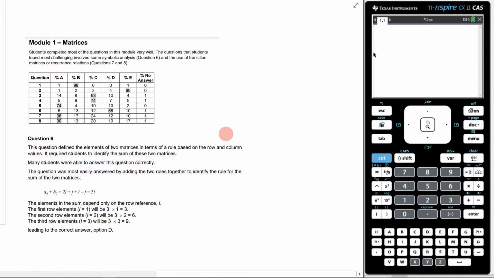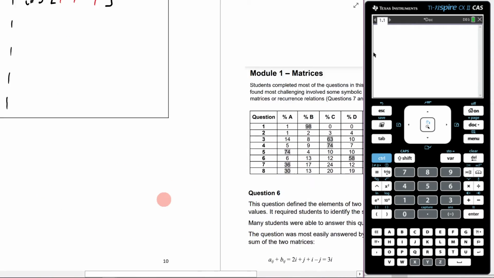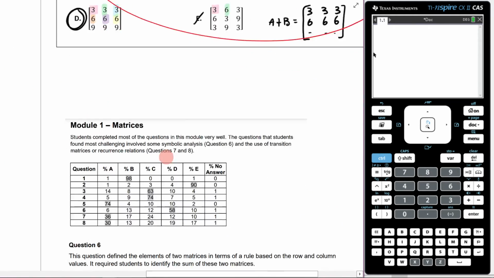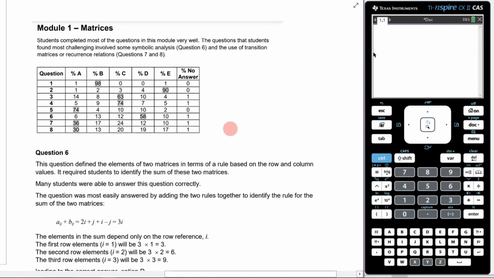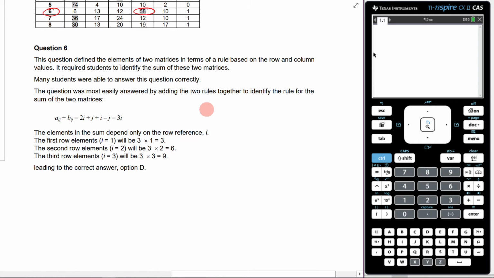If we look at our exam here, our examiner's report, this is question, I've forgotten, what is it? It's question 6. And if you read through our exam report here, it says that the questions that students found most challenging involve some symbolic analysis like question 6. So as you can see, 58% of students got this correct. Let's have a look at what they've said here. So this is what VCAA writes about it.